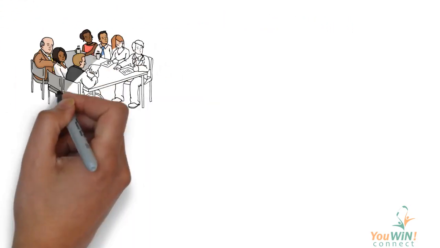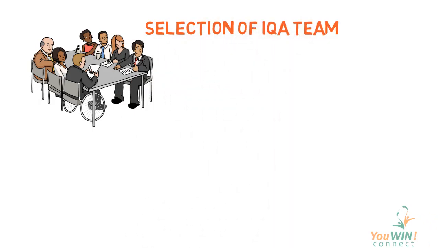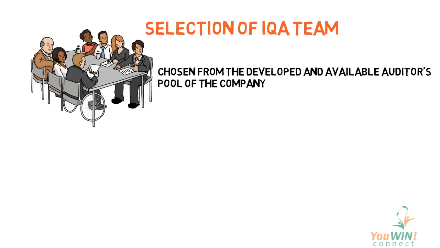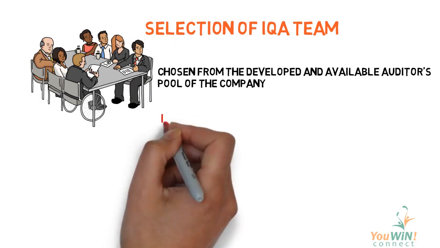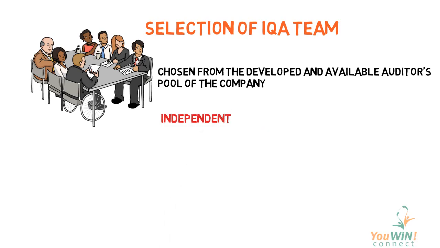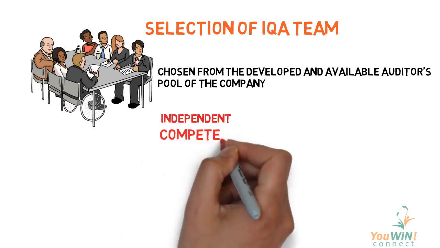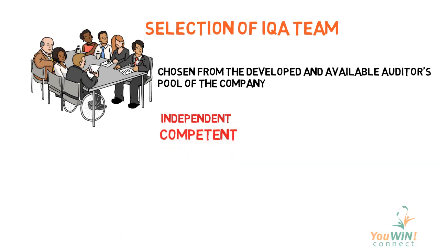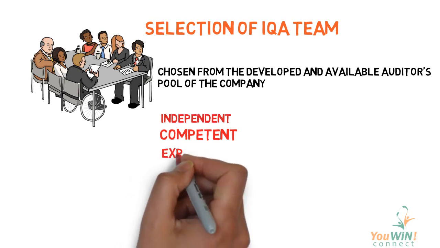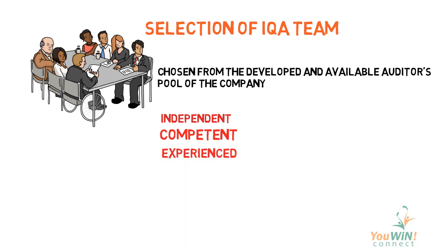Let's look at the criteria in selecting an internal quality audit team. Auditors should be chosen from the developed and available auditors pool of the company. They should be, number 1, independent. From their daily work, auditors should not audit their own team or department. Number 2, they should also be competent. They should have the required skill and attributes. They should meet the requirements. And lastly, they should be experienced. They should have either observed or conducted an audit before.